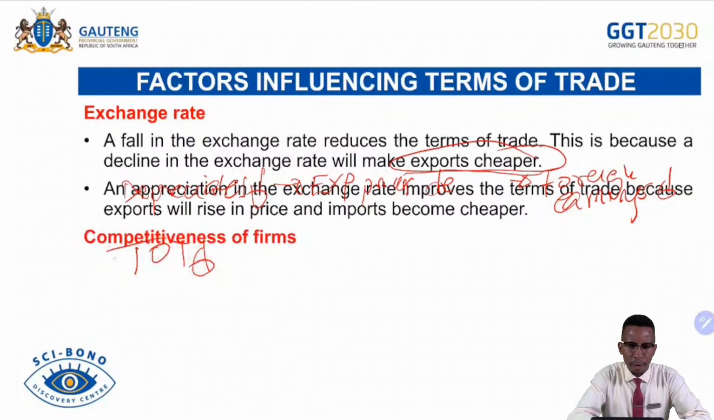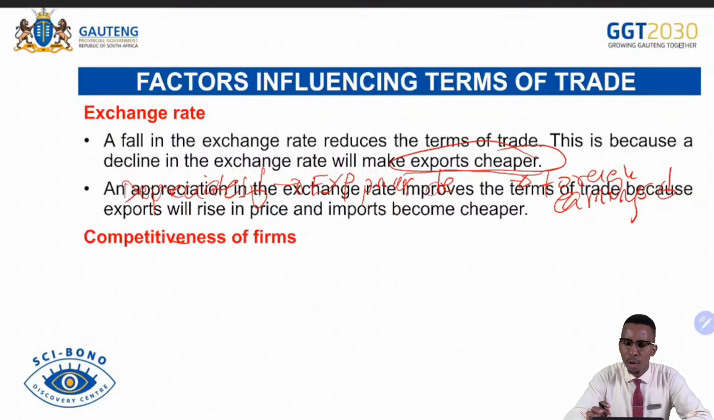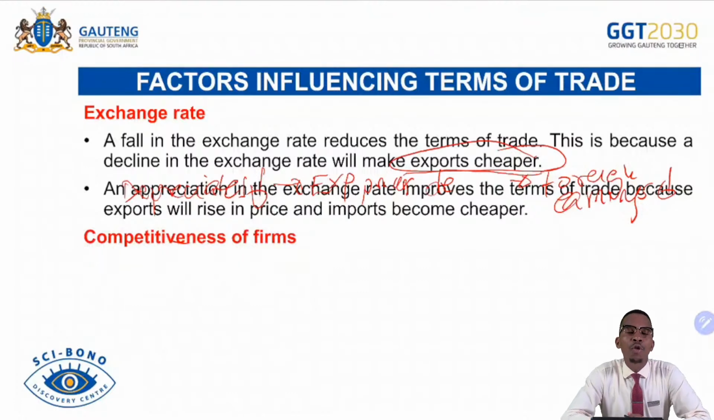And then if our firms are becoming more competitive abroad, we talk about competitiveness of local firms in the foreign market. As our firms are becoming more competitive in the foreign market, what is going to happen? If firms can compete easily in the global market, that will mean our firms are able to have their exports sold abroad at a high volume. They become more competitive. That will mean the price for exports is relatively high, meaning we have more earnings that we are able to receive on those exported goods and services.